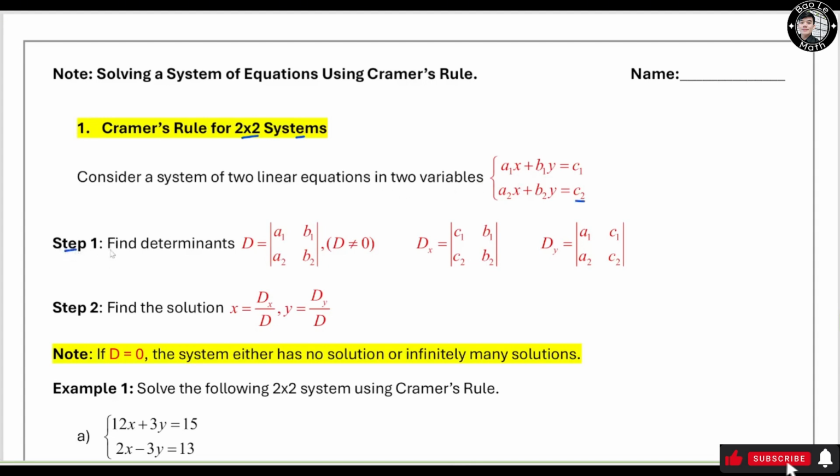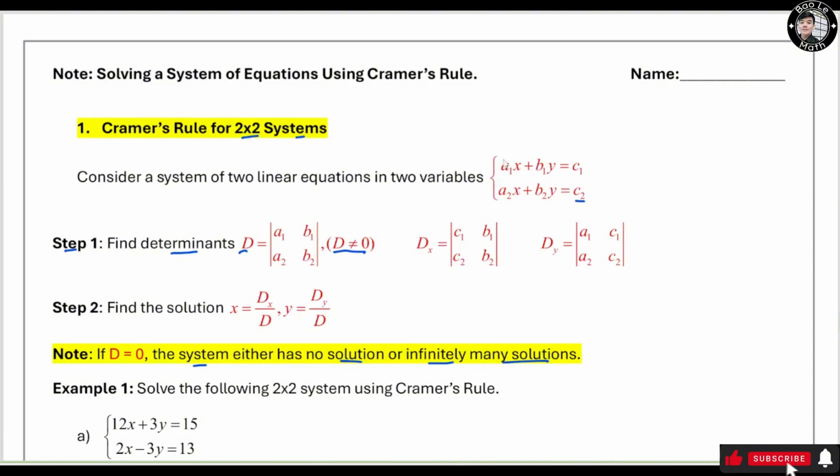Now step number 1, we need to find the determinants. D equals A1, A2, B1, B2. Make sure D is different from 0. If D equals 0, the system either has no solution or infinitely many solutions. So keep that in mind.